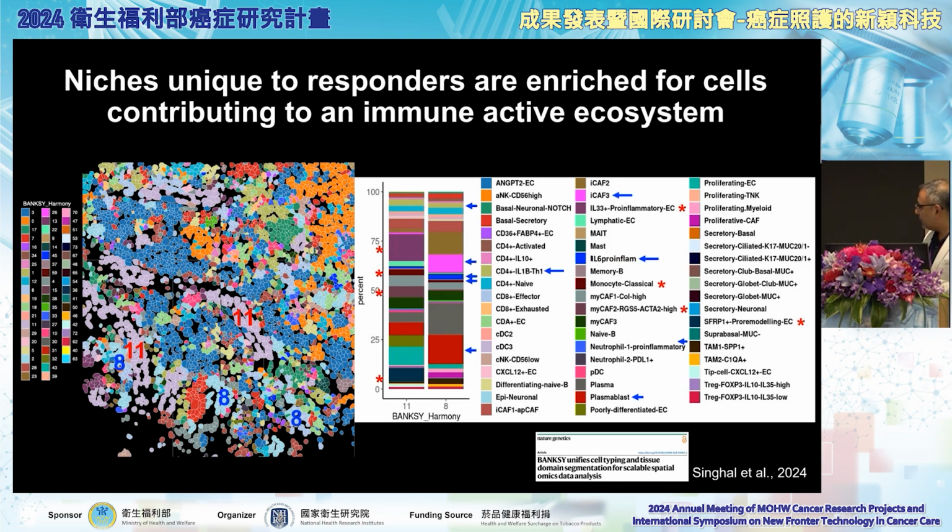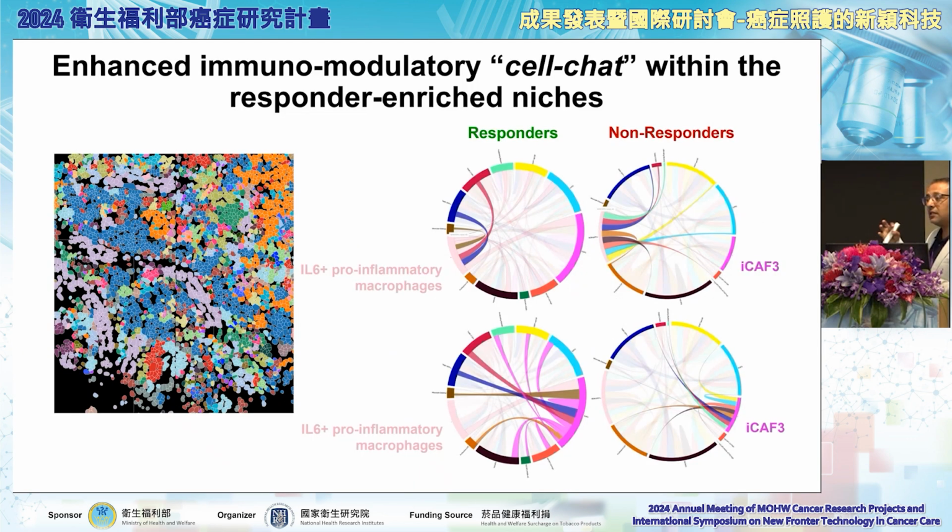And at the same time, you also get enrichment of niche 8, which has many of these inflammatory CD4s, ICAF3, the one that I talked about, and pro-inflammatory macrophages, IL-6 positive macrophages, as well as inflammatory neutrophils. And moreover, you can start looking at CellChat, which is used to understand interactions, or the nature of the molecular interactions within these niches.